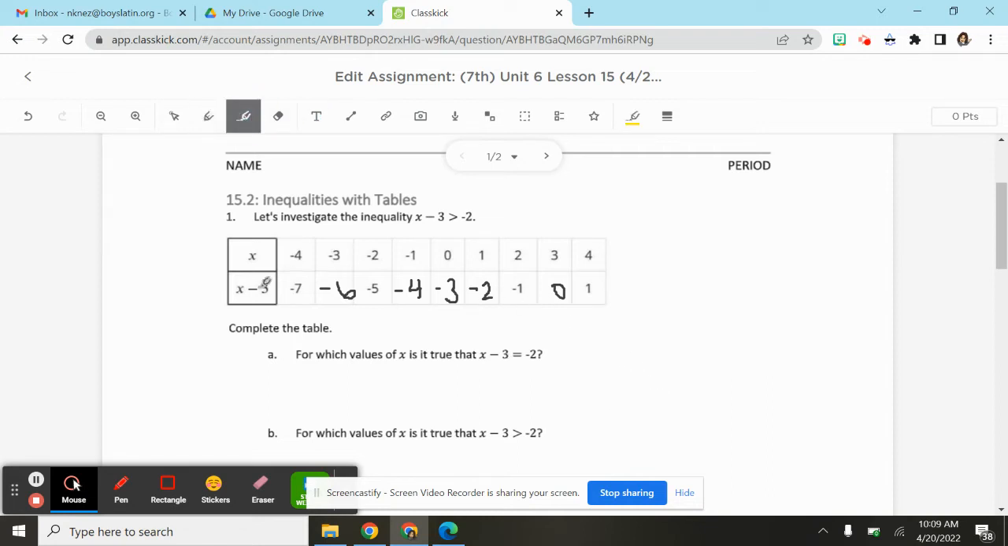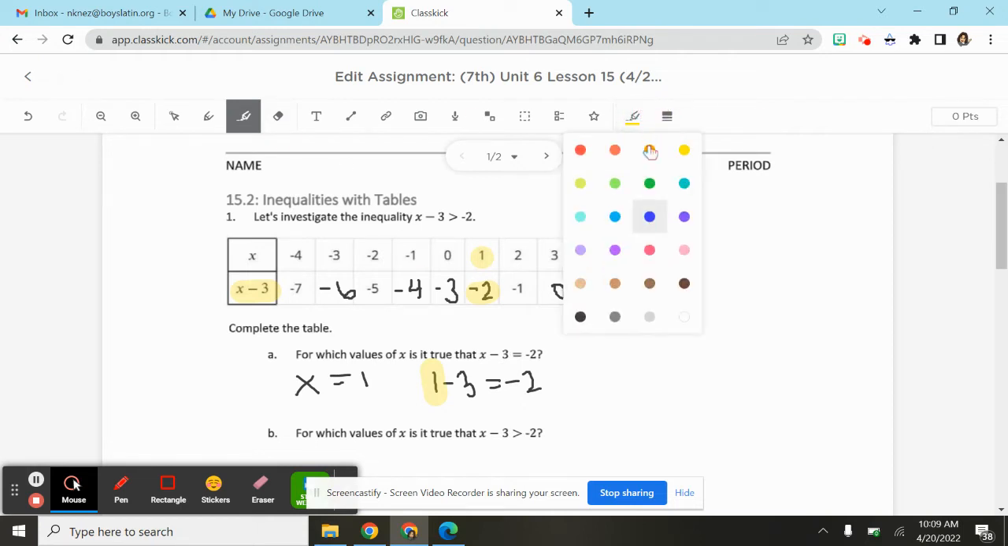We can see in the table that x minus 3 is -2 when x is 1. This makes sense that our answer is x equals 1 because 1 minus 3 is in fact equal to -2. So we know that when x is +1, x minus 3 is equal to -2.